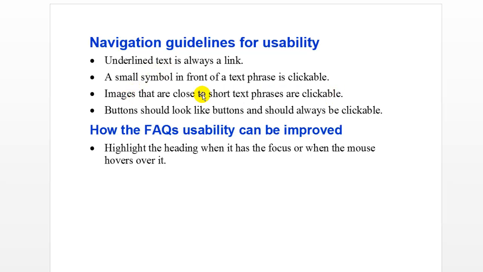Images that are close to short text phrases are clickable. Buttons should look like buttons and should always be clickable. So don't make it something that blends in with the background. That's usually not a good idea. How can the FAQs usability be improved? Well, we could highlight the heading when it has the focus or when the mouse hovers over it. That's one way we could do it.